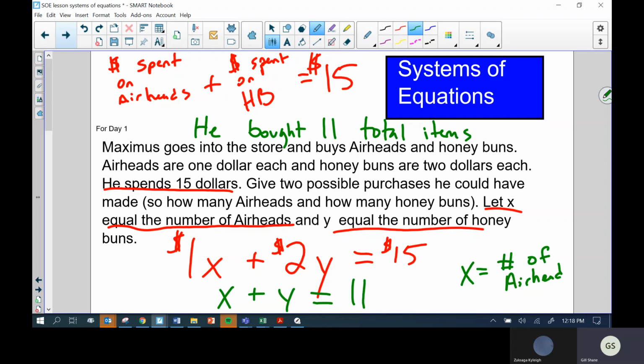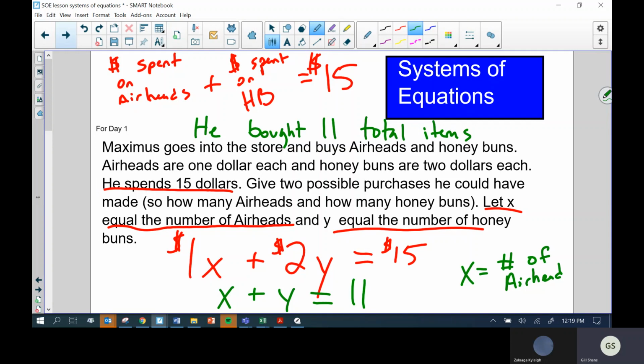Oh, and the variable is always what you don't know. If you know it in the problem, then the variable doesn't stand for that. Like we know how much one is, so the variable can't stand for how much it costs. We don't know how many of them we bought, so that's what the variables are going to stand for. It's the unknown part of the problem, always. Normally it comes from somewhere in the question.